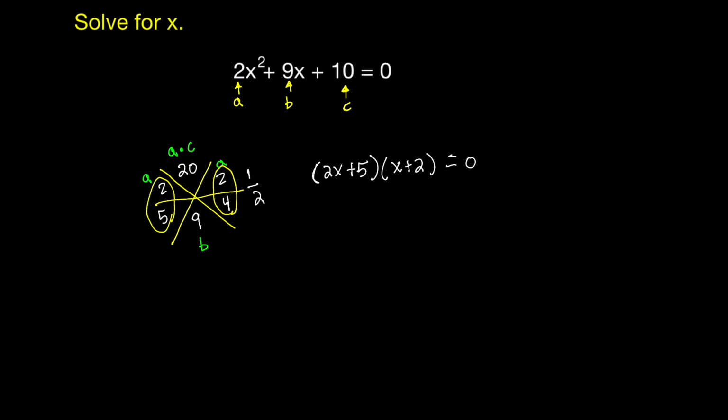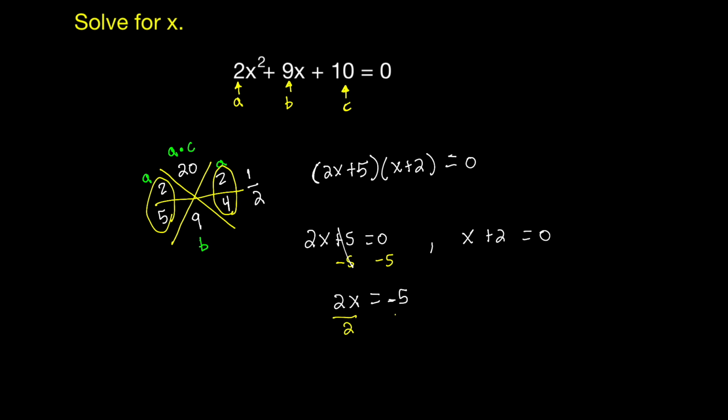And now we can use the zero product property and set each factor equal to 0. So we get the equation 2x plus 5 equal to 0 and the equation x plus 2 equal to 0. Let's solve the first one. We're going to subtract 5 from both sides. And this is going to leave us with 2x, since the 5's are going to cancel out, and 0 minus 5 is negative 5. Next, we're going to divide both sides by 2.